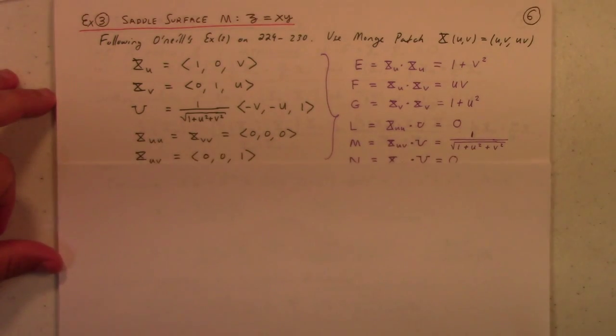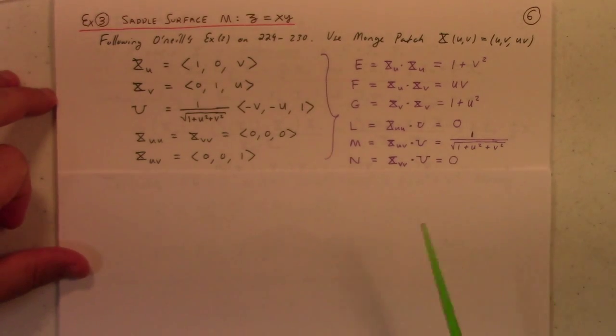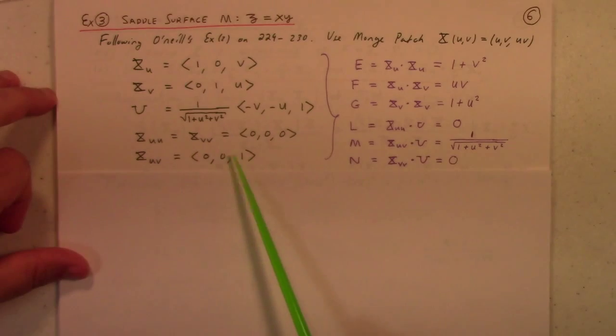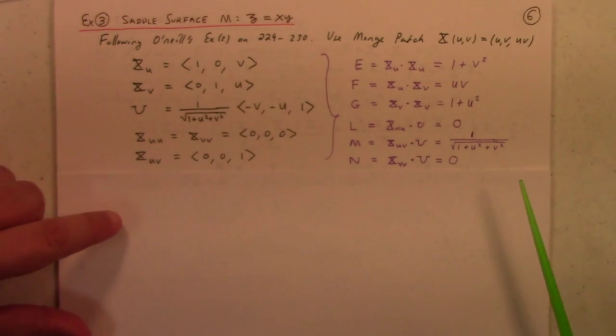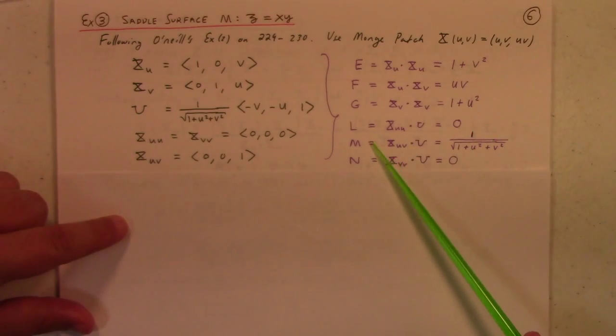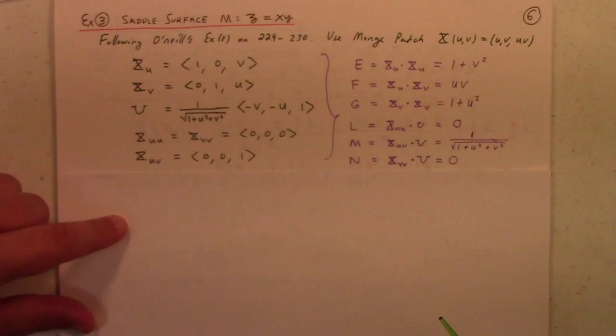All right, fine. And so you then calculate the accelerations, right? The UU, the VV, both 0. XUV ends up being 0, 0, 1, otherwise known as U3. Anyway, so there's your L, your M, and your N. 0, 0. The M is interesting, though. It's 1 over the square root of that.